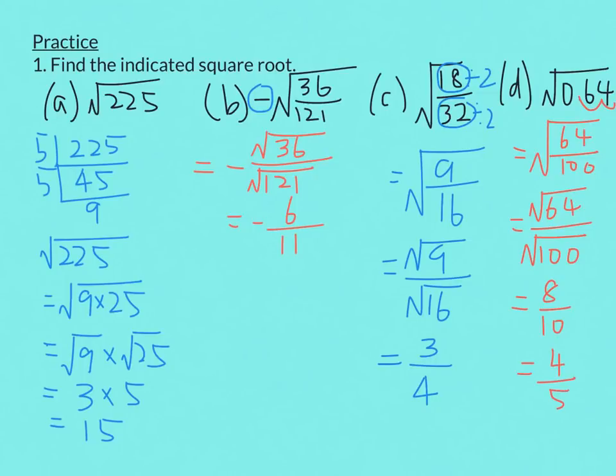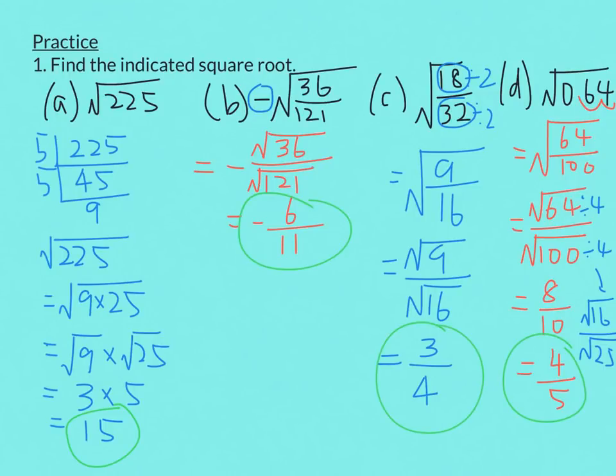Of course, you can also think about, is there any common factor that you can divide 64 and 100 by? And they are both divisible by 4. So you can actually get square root of 16 divided by square root of 25 to give you 4 over 5 as the answer.